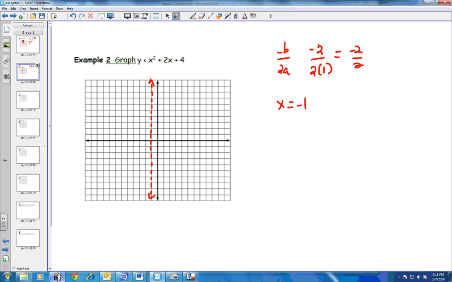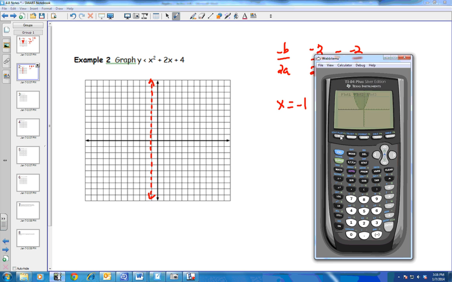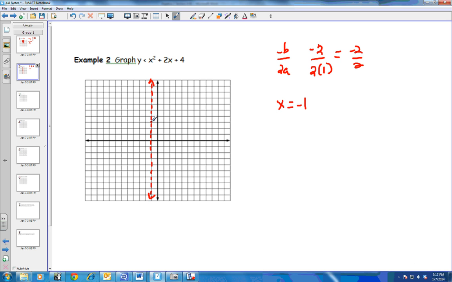Let's go to our table. We're going to put this one in. So I have x squared plus 2x plus 4. Okay, let's go to our table, second graph, and let's type in negative 1 again. So my vertex is at negative 1, 3. 1, 2, 3. There's my vertex.